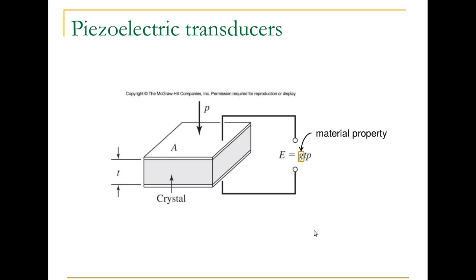This transducer generates a small voltage signal natively, and it's based on the piezoelectric effect, where if we have this crystal and we apply a pressure to it, it's going to generate some voltage. And that voltage is proportional to the thickness of the crystal and the amount of pressure applied. G is a constant that depends on the material.